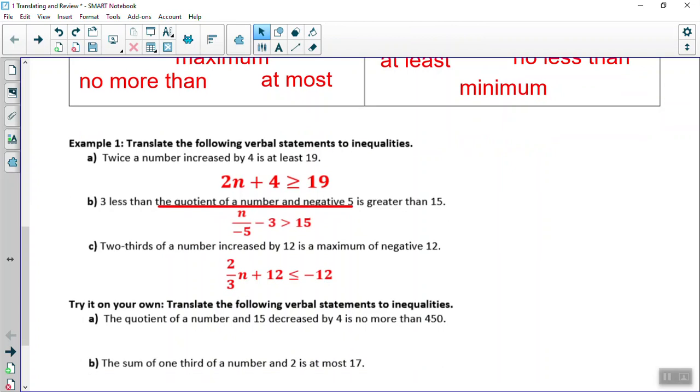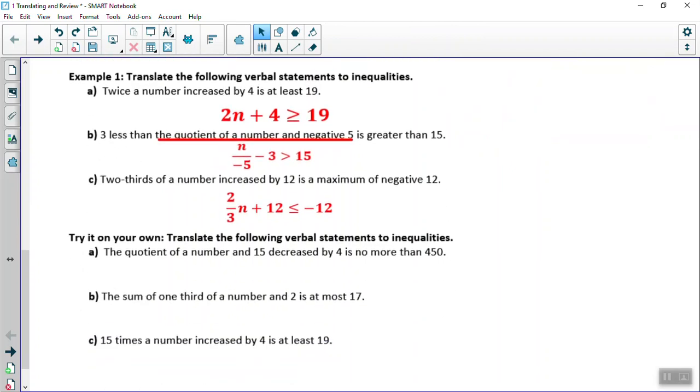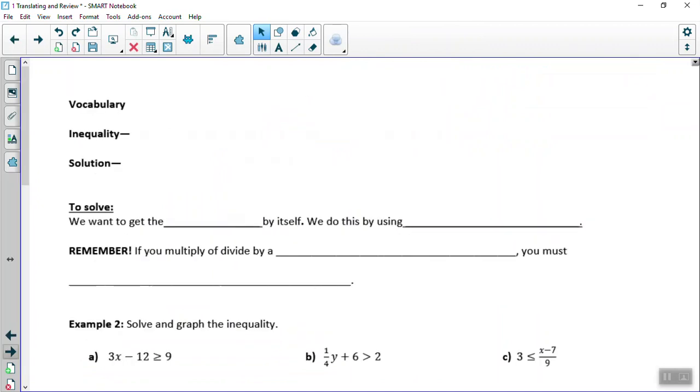All right, now I want you to try these next three on your own. Go ahead and pause the video now. Okay, let's go to the next page where we're going to review how to solve two-step inequalities. And the process here is no different than solving a two-step equation, except for one little minor detail at the very end.